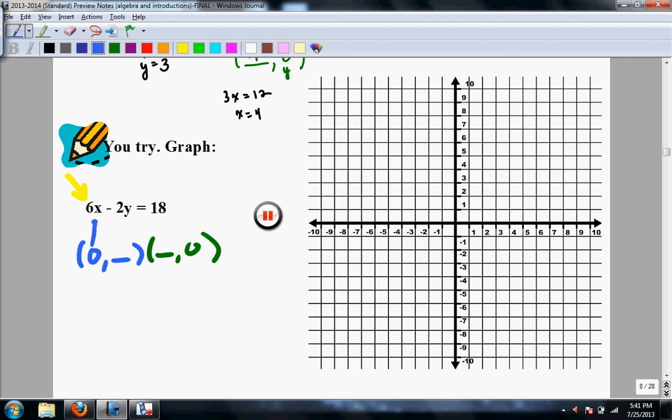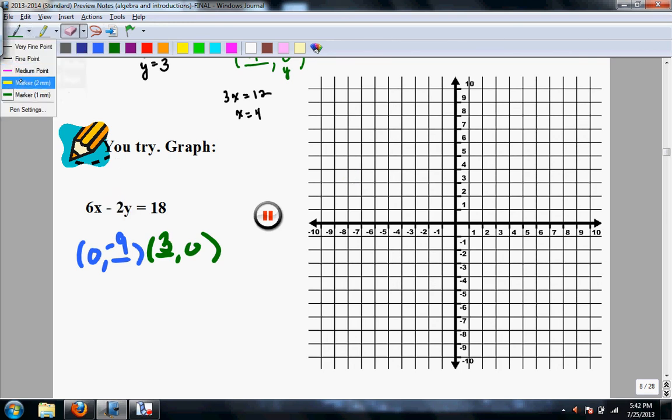So I put a 0 in the x. That means the x goes by. I have negative 2y equals 18. If I divide by negative 2 there, I get negative 9 for the y coordinate. If I come over here and do the other, and I put a 0 in the y, I go like this. 6x equals 18. That means x must equal positive 3.